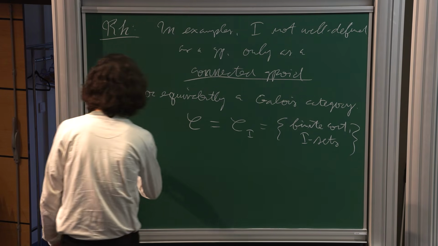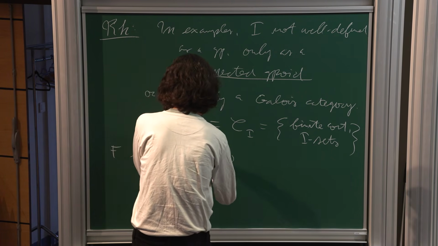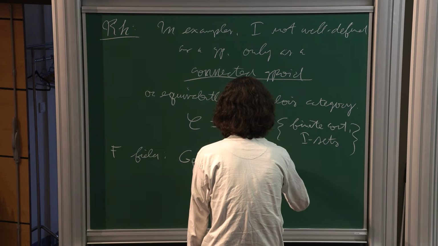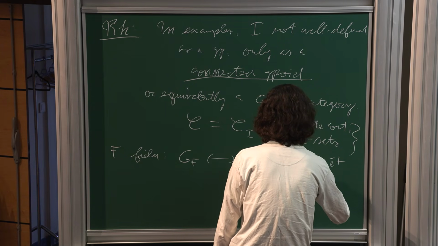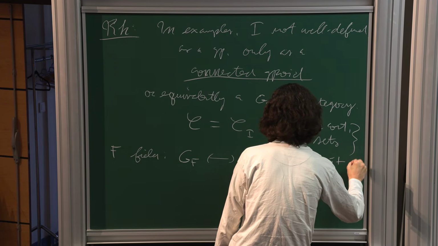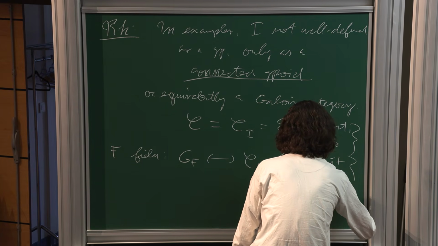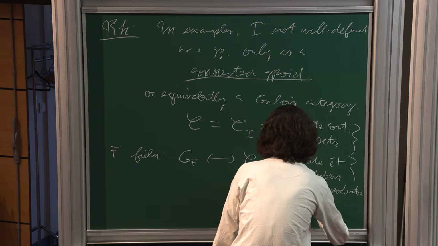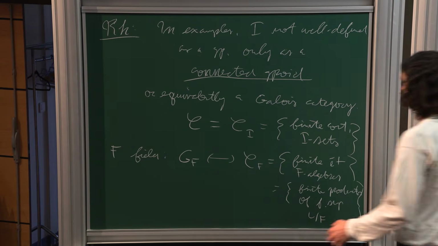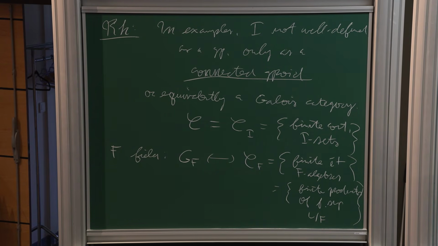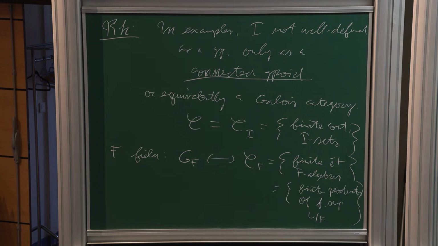So for F a field, then instead of the absolute Galois group of F, we instead think of CF, which is the category of finite étale F algebras, which is the category of finite products of finite separable extensions. Okay. Or maybe the opposite of it. Yeah, maybe the opposite. Thanks. Yeah. And maybe no. Let me not take the opposite.